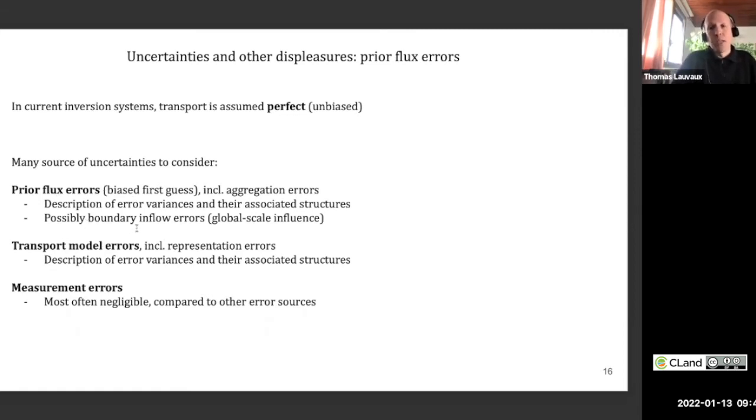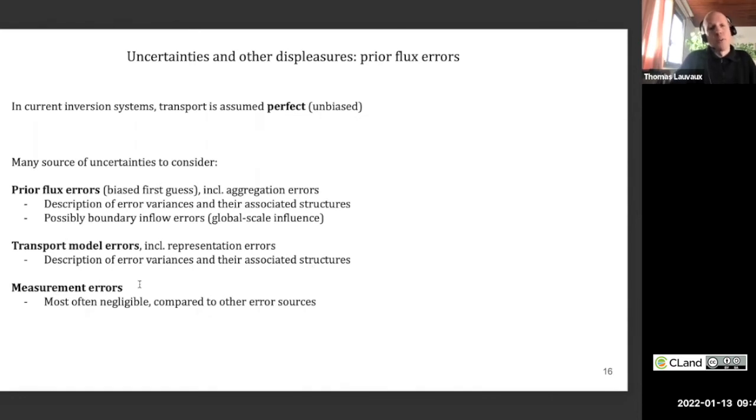We also have the boundary inflow errors, which are not trivial either. We use global scale models to feed our limited domain inversions. So sometimes these models are wrong, basically, and we introduce a biased boundary inflow into a limited domain. So for the transport errors, we need to describe not only their variance, but also the structures, which vary quite rapidly on an hourly basis.